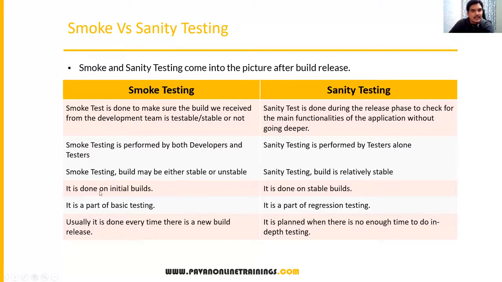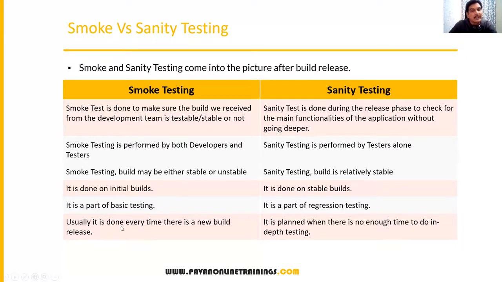Now, smoke testing is done on initial builds. Most of the times, in the beginning of the test life cycle, we will get unstable builds. So there we will conduct smoke testing. And sanity testing will be conducted on stable builds. First installation should be successful and basic navigation should work on the application, and then we will conduct other testing. So sanity testing will be done on the stable builds. And smoke testing is a part of basic testing and sanity testing is a part of regression testing.